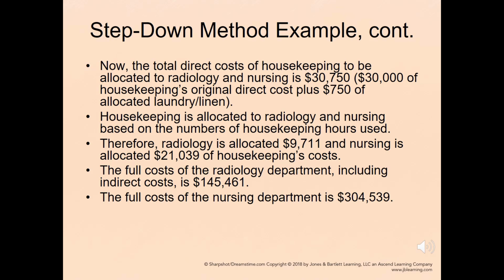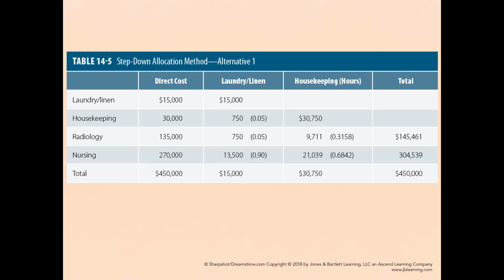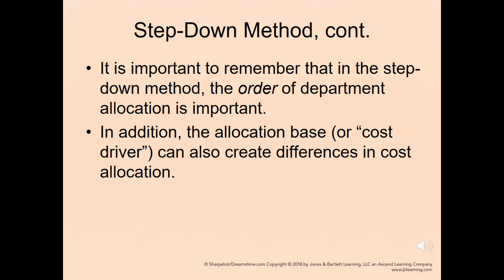The full cost of the radiology department, including indirect costs, is $145,461. The full cost of the nursing department is $304,539. It is important to remember that in the step-down method, the order of department allocation is important. In addition, the allocation base or cost driver can also create differences in cost allocation.